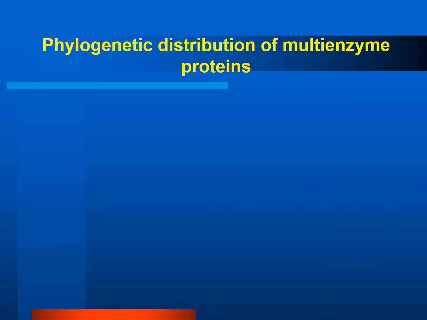So that was all about the basic idea, like how the multi-enzyme system concept came into existence and what was the idea behind their evolution. Now let us have a look at how they evolve, or the phylogenetic distribution of multi-enzyme proteins.